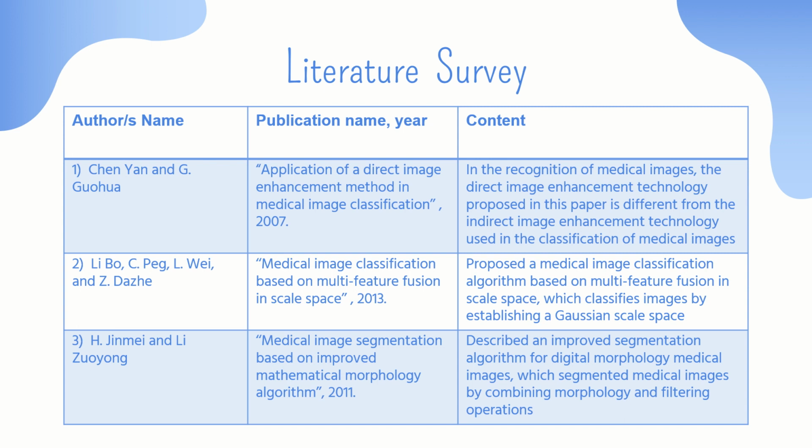The second paper is a medical image classification based on multi-feature fusion in scale space by Lee Bo and others. This paper has proposed a method for classifying images through establishing a Gaussian scale space. This is a medical image classification algorithm based on multi-feature fusion in scale space.